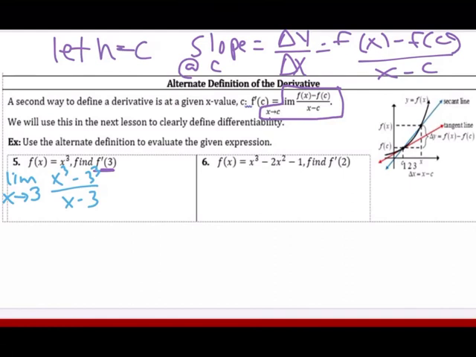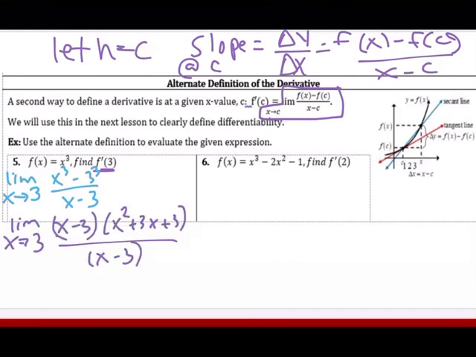For number 5, we're looking for the derivative when x equals 3, so the limit as x approaches 3 of x to the third minus 3 to the third, because we're substituting in 3 to our f of x, over x minus 3. Now you're going to need to use the difference of cubes formula to simplify this, because right now I'm getting indeterminate form, so you need to use algebra to simplify. If I factor the numerator, the x minus 3's are going to divide out. Now I can use direct substitution, and that's going to give me 27.